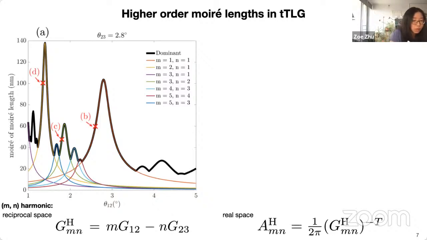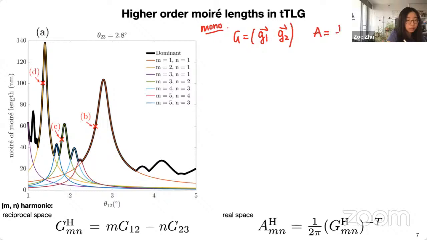For example, to start with, if I define the matrix G to be as follows, and the G1 and G2 are the primitive reciprocal lattice vectors that span the monolayer Brillouin zone. So this is the monolayer graphene. And the G1 and G2 are the column vectors of this matrix. And then, of course, the real space lattice would be given by the inverse of the G vectors.